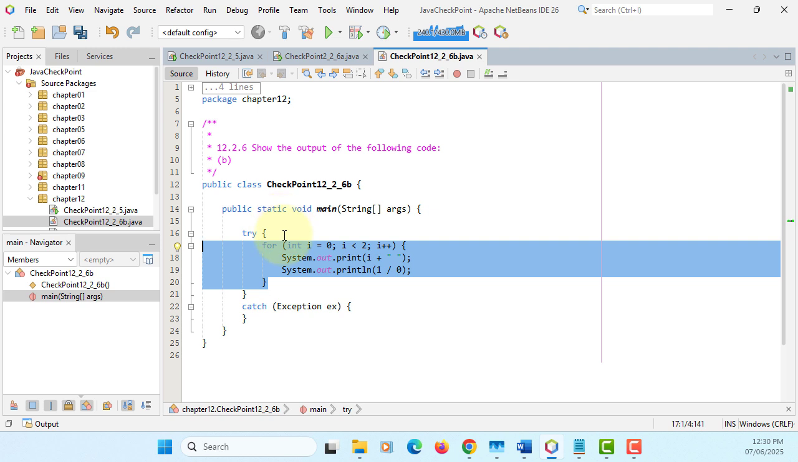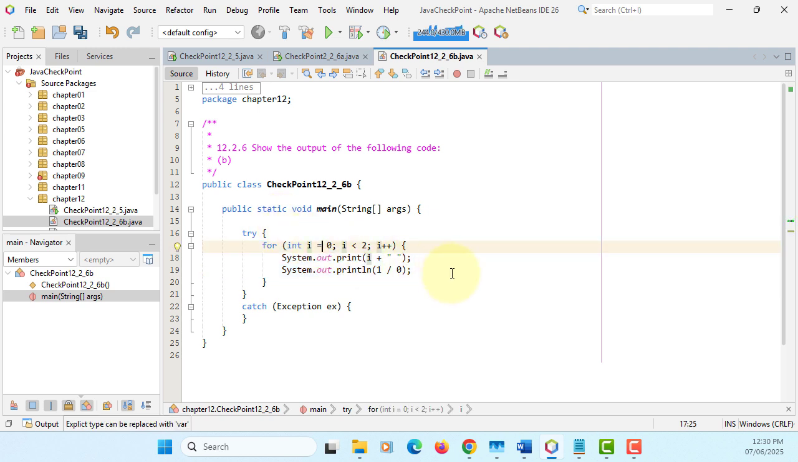So let's try. Okay, when i equals 0, it's going to print 0 with one space. Then here you cannot divide by 0, so it's an arithmetic exception. So here's the exception.